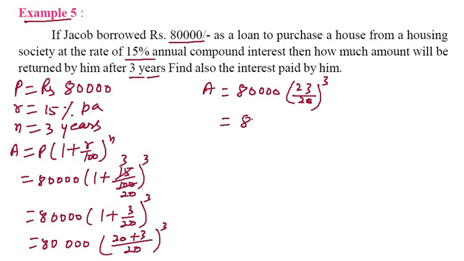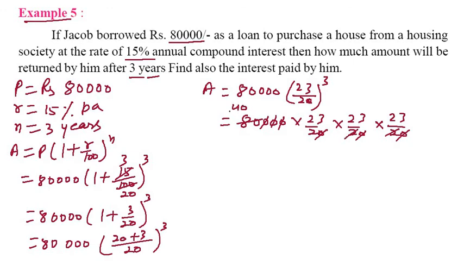So that will be 80,000 into 23 upon 20 into 23 upon 20 into 23 upon 20. So this 0 cancels with this 0, and this 0 will cancel with this 0, and this will also be cancelled with this one. 2 1s are 2, 2 4s are 8, 40. 2 1s are 2, 2 2s are 20. So 2 1s are 2, 2 10s are 20. So amount will be equal to 10 into 23 into 23 into 23. Now multiply these terms.